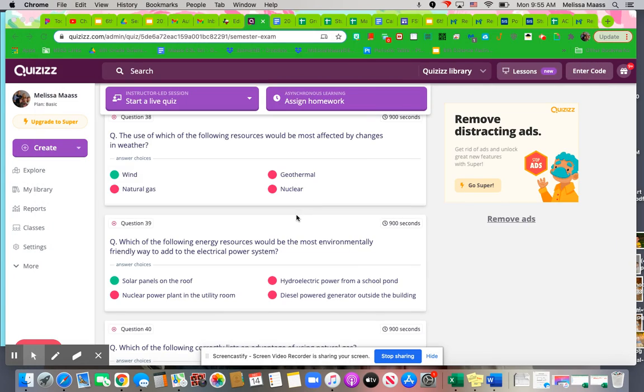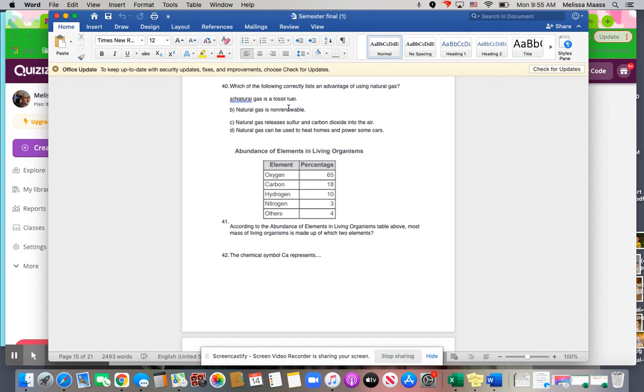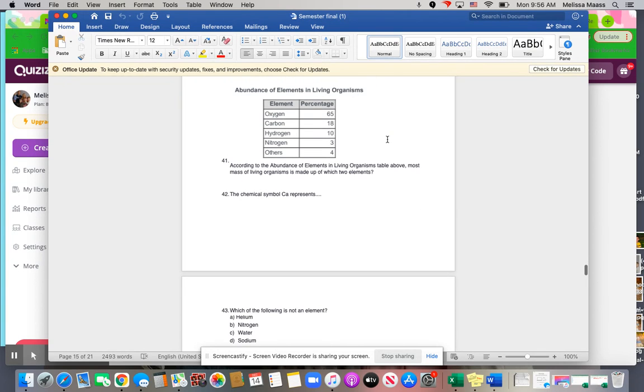All right. So we're looking honestly for an advantage. The A and B are true. They're just describing it. It's not really an advantage. C is telling you about a negative. So it's going to be choice D. It's actually telling you about an advantage of natural gas.